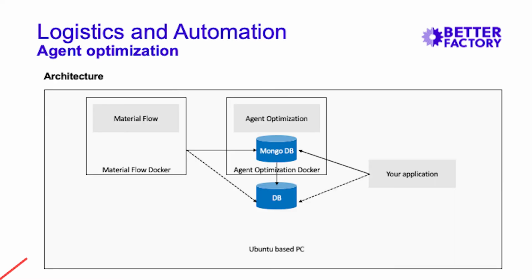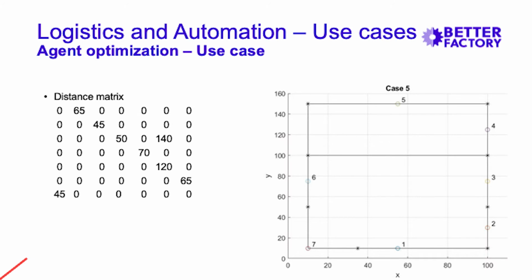In the next picture, the agent optimization architecture is presented. Agent optimization delivered as a Docker image contains the optimization, so this part, and the MongoDB. So they are in one Docker image. So the module can be used as a standalone without other modules. The data are stored permanently in the database, and you can access them using MongoDB or by directly interacting with the database.